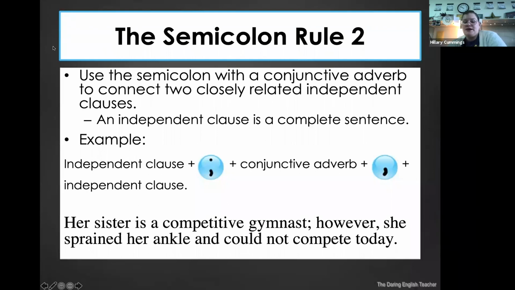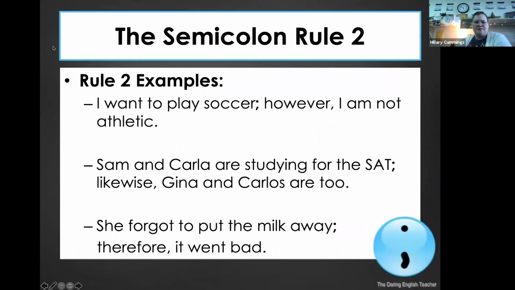Her sister is a competitive gymnast; however, that's that conjunctive adverb. Remember, this is like however, therefore, moreover, in addition to, etc. Those are all conjunctive adverbs. She sprained her ankle and could not compete today. So we have a comma after that conjunctive adverb and then that other independent clause.